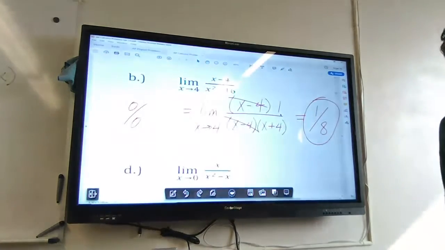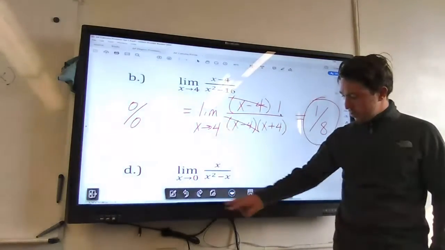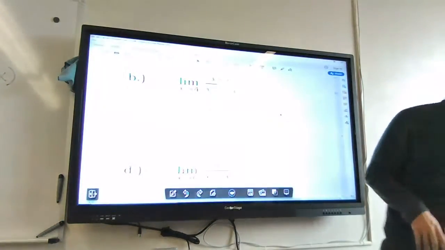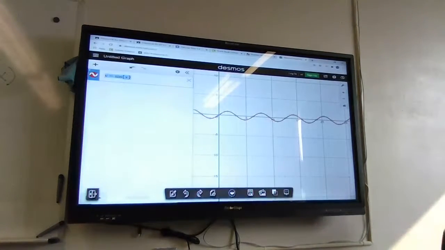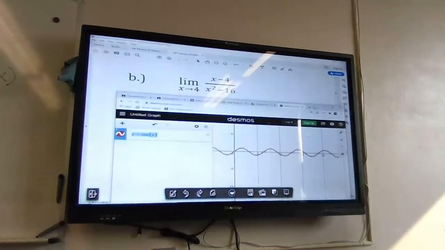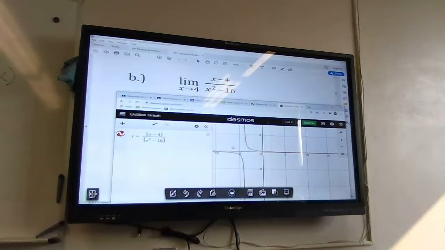1/8. Can I confirm my answers with a machine? Yes, I can. I will show you. There's Desmos. This is a good way to do it. So if I type into the computer x minus 4 over x squared minus 16, and then I say, by the way, if I call this f of x, and I type in f of 4, what's going to happen?